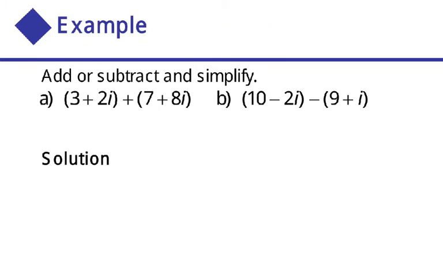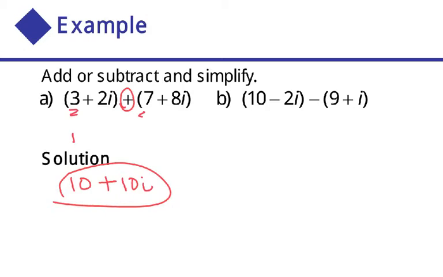So we can do, in this one, this is a plus. So we can do 3 plus 7 equals 10. 2i plus 8i equals 10i. And over here, this is a minus, so I'm going to rewrite this as 10 minus 2i minus 9 minus i. 10 minus 9 is 1. Negative 2i minus another i is minus 3i.